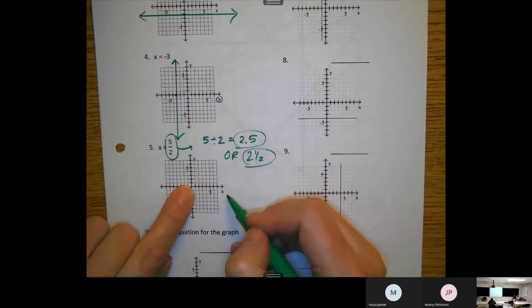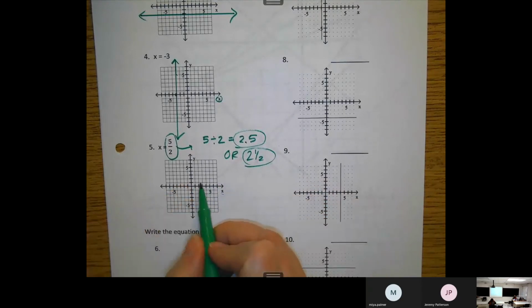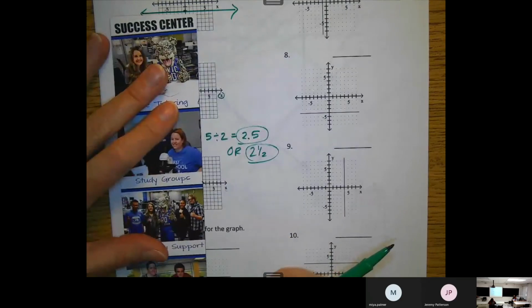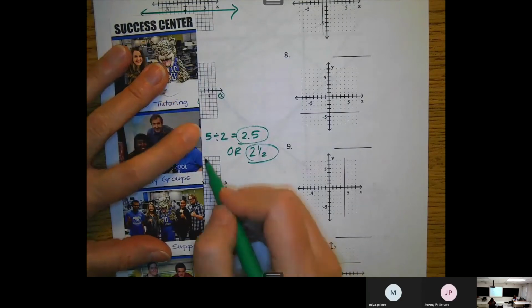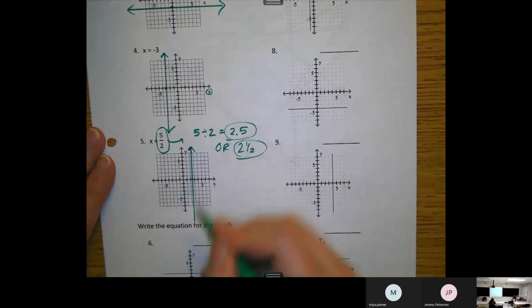So we want to cross the x-axis at 2.5. In other words, halfway between the 2 and the 3. And like I said, a vertical line from there. So not on the grid exactly, but halfway between the 2 and the 3.